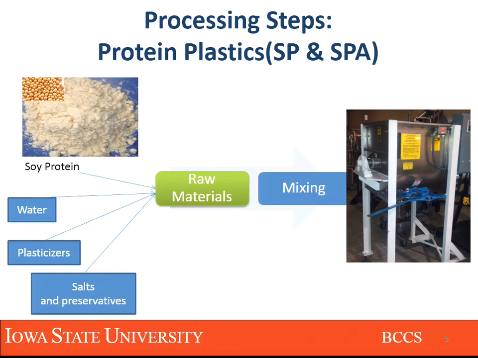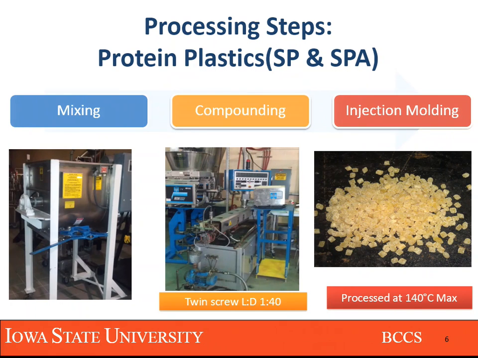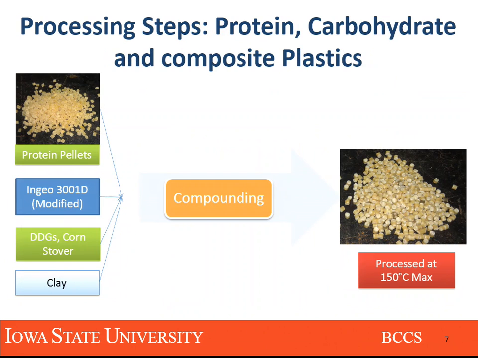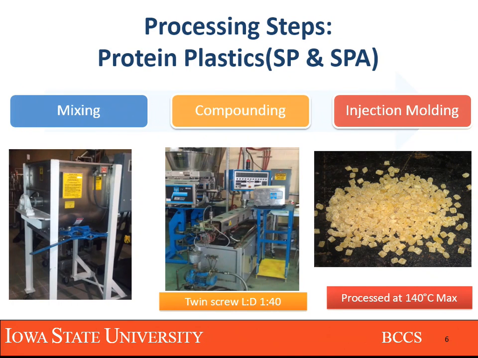What these protein plastics are is nothing but this: you take soy protein powder, it could be soy flour or soy protein isolate, varying the protein concentration, and mix them with plasticizers, salts, and water in a big industrial grade food mixer. Once you mix all of these, it becomes almost like a powdery dough, which we would take and extrude with a twin screw compounder at a certain temperature to get these pellets.